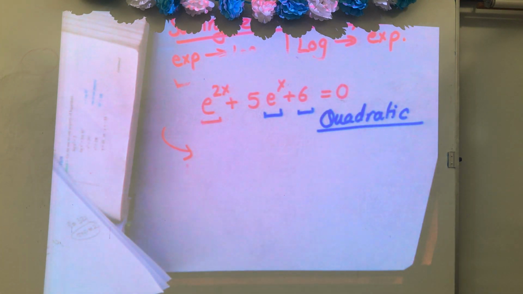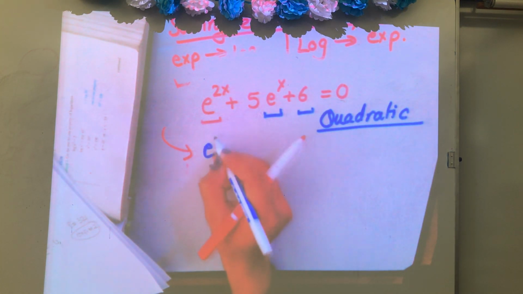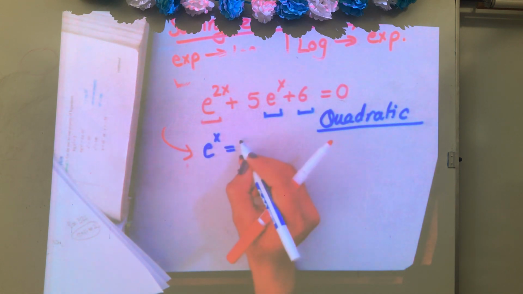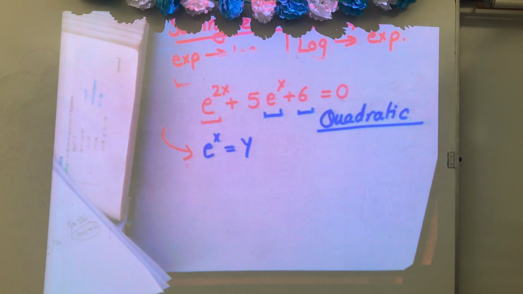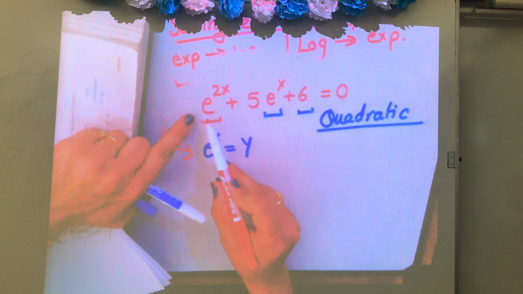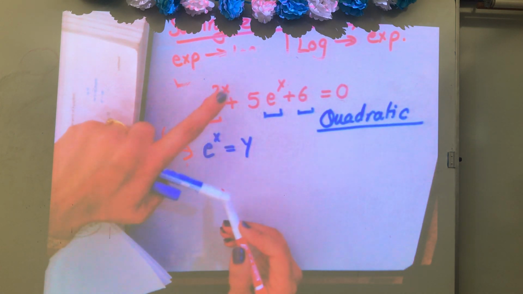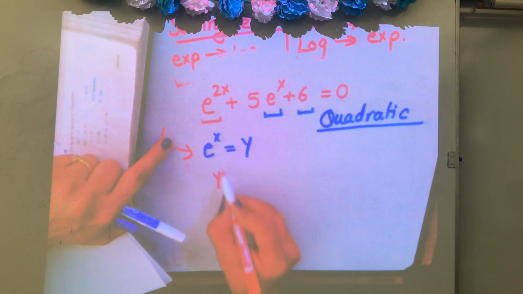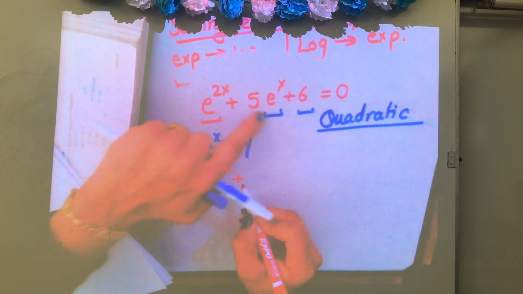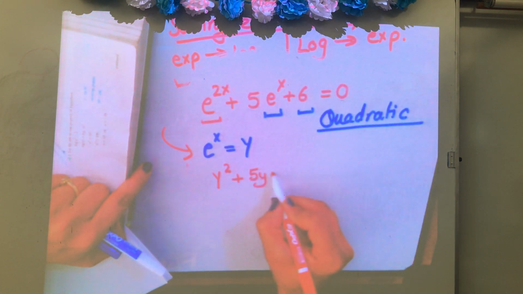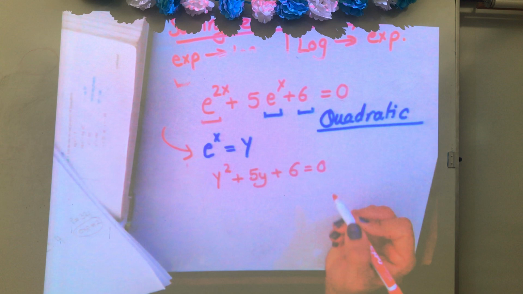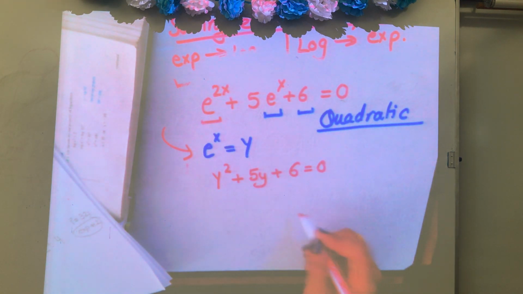So what you have to do is take this e part and set it equal to a different variable. I'm just going to set it equal to y. So now let's replace this e to the x with y. So e to the 2x would be y to the 2, 5e to the x would be 5y, plus 6. Now the reason I do this is because now it looks like a simple quadratic function. I could factor it or I could use the quadratic formula.